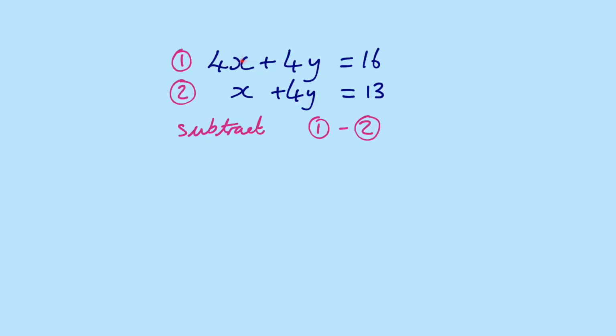So 4x take away x, 4y take away 4y, and 16 take away 13, which gives us 3x equals 3. As you can see, 4y take away 4y gives us nothing. Then at this stage, when we have 3x equals 3, we just solve this like a normal linear equation. So we divide both sides by 3 to get x equals 1.